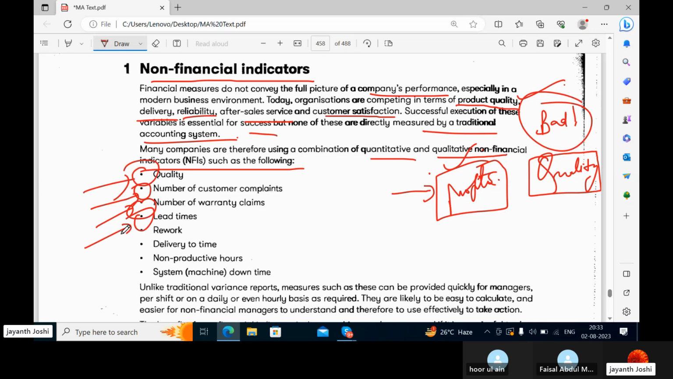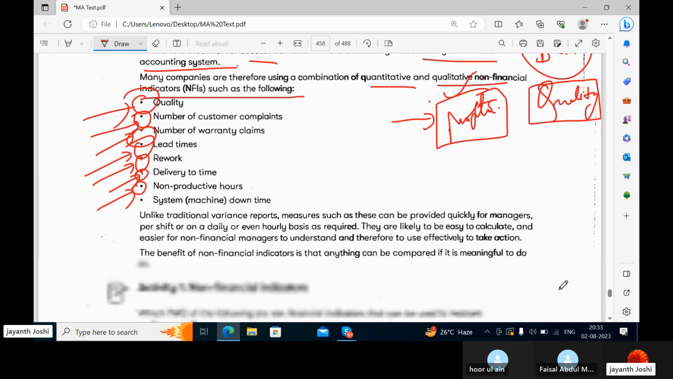Lead times, where it's very important that they react quickly. When there is a need to rework on something, they should always try to deliver on time. Whatever time they have as non-productive hours, they should try to utilize it. System machine downtime, when the machine is not working.